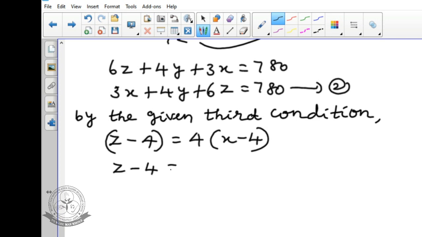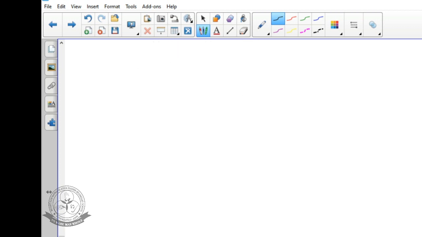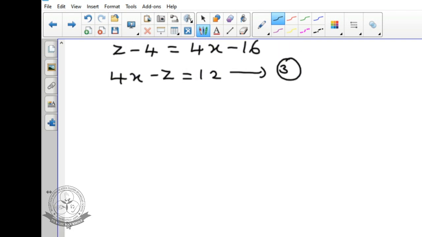Z minus 4 equal to, multiplying inside, 4X minus 16. So we convert to X as 4X, bring the Z to that side as minus Z, and the 16 also coming to this side, we get 12. So 4X minus Z equal to 12. That is equation number 3. Now according to the given, we got 3 equations.